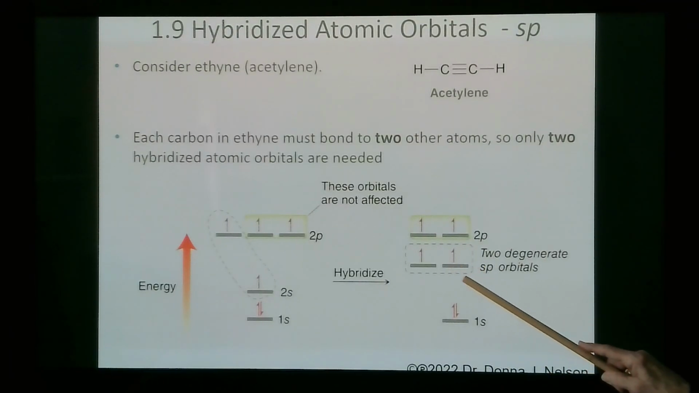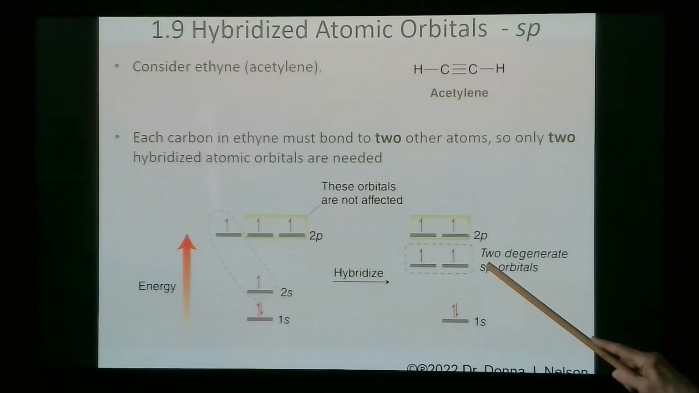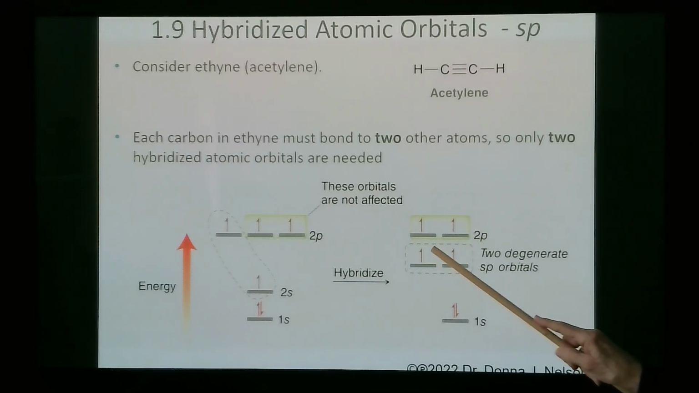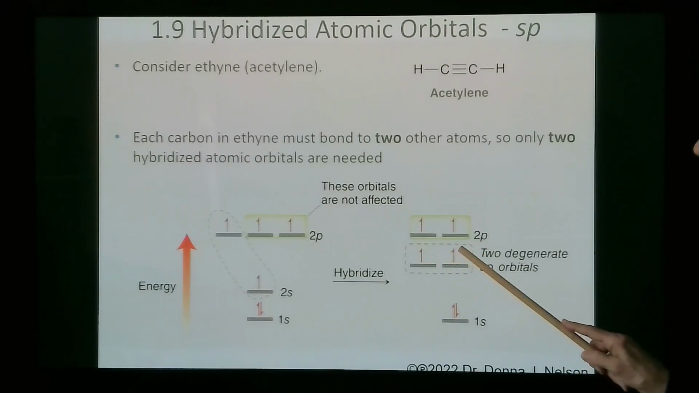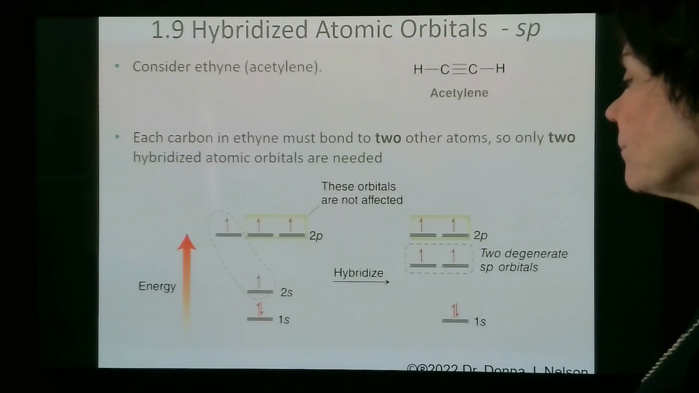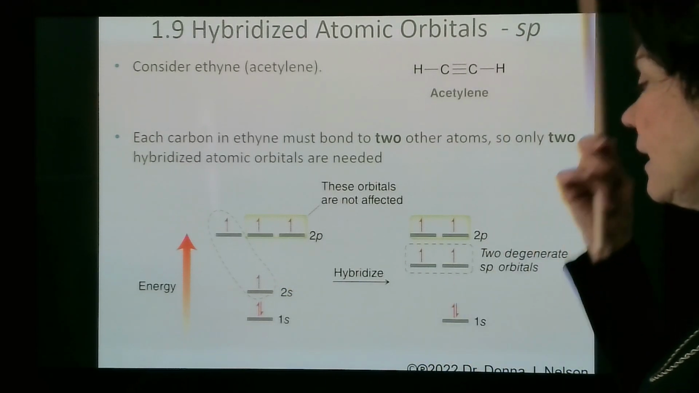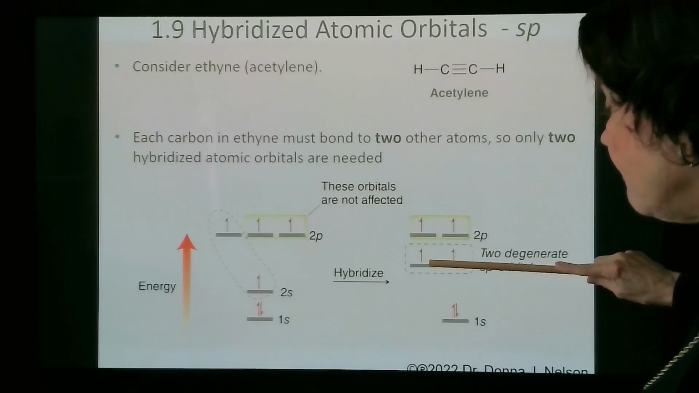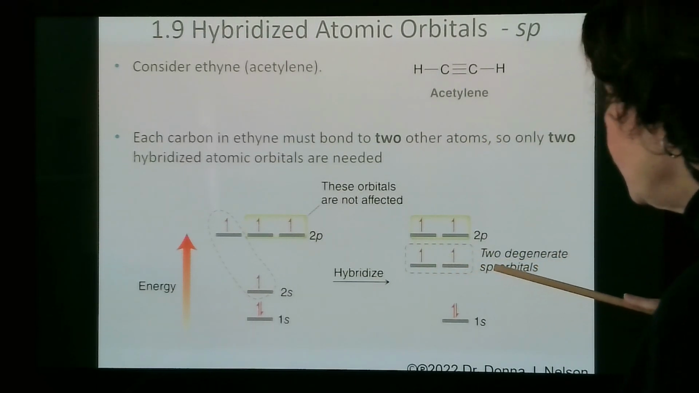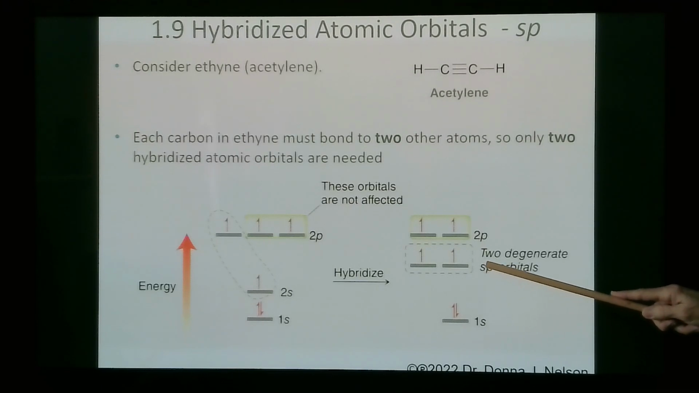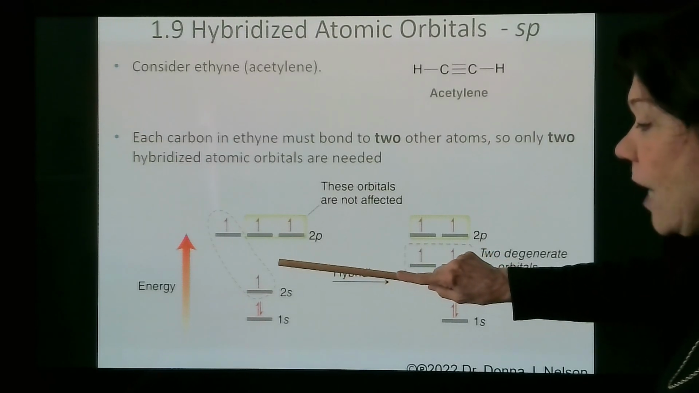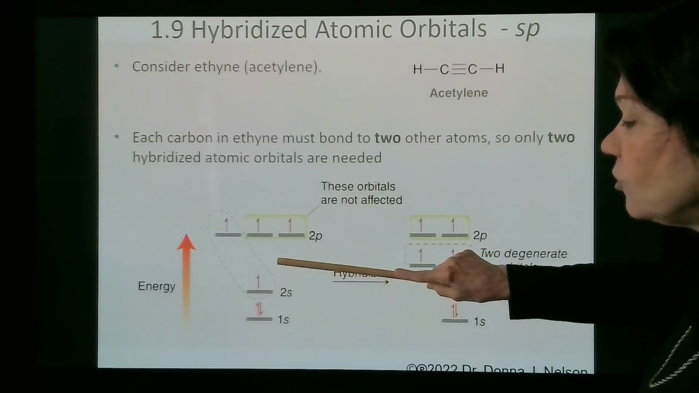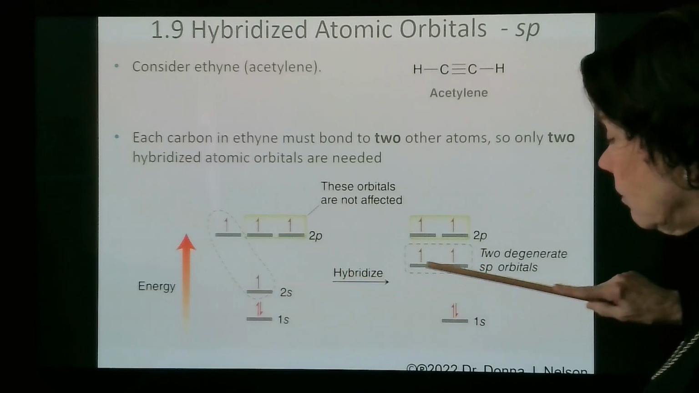And when that happens, this will be an sp orbital. Even without the electrons, it's still an sp orbital. These electrons are occupying the sp orbital. And so the energy of this sp orbital, because the sp orbital is half s and half p, will be exactly halfway between the s and the p orbital.